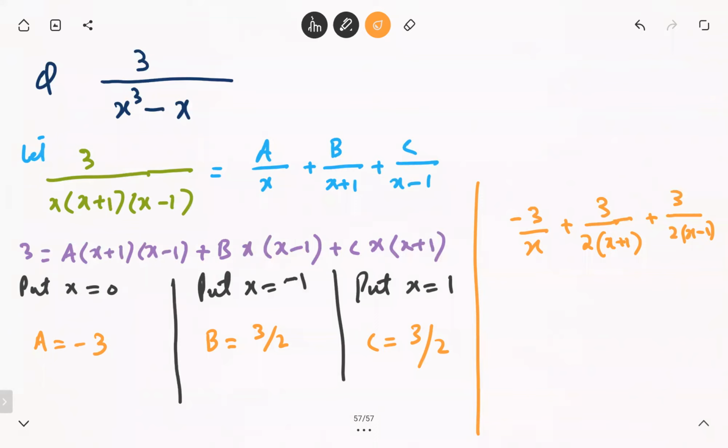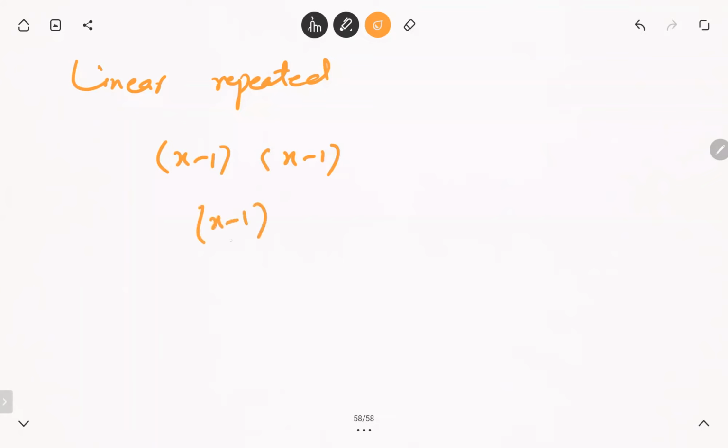Okay, second type now, in which your denominator will be linear repeated. Linear repeated mean क्या? Mean अगर लिखा हो x minus 1 again x minus 1, so what does it mean? It's basically x minus 1 whole square. ऐसे जब आपका डिनोमिनेटर में लीनियर रिपीटेड फैक्टर्स आएंगे. एग्जांपल देता हूं क्वेश्चन की.